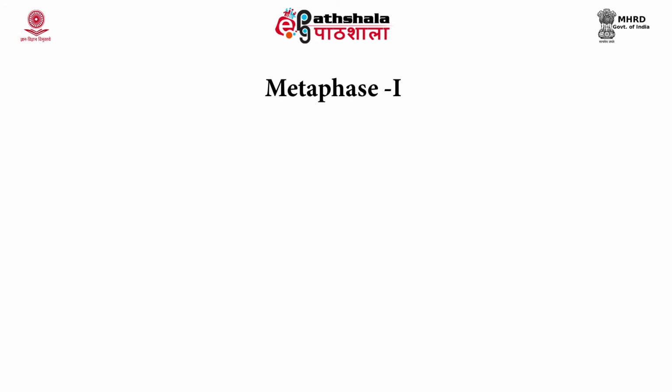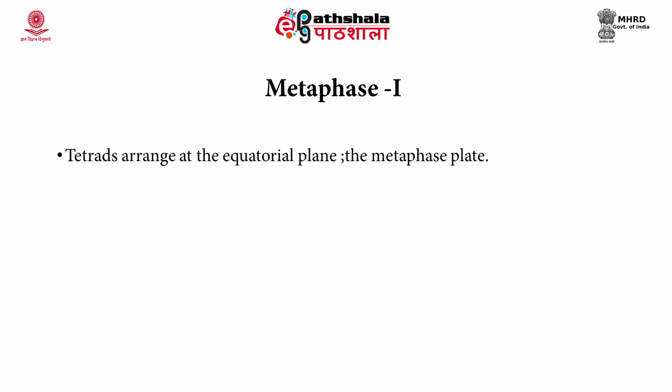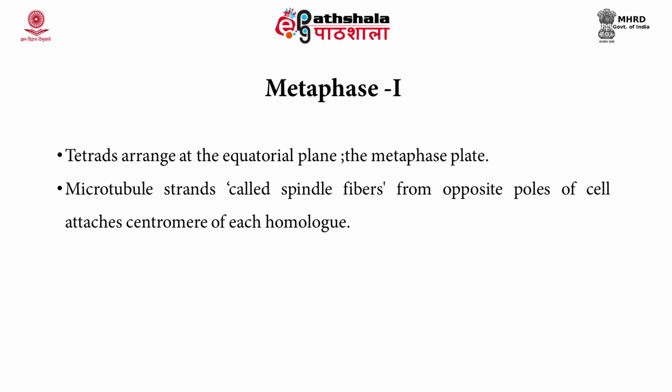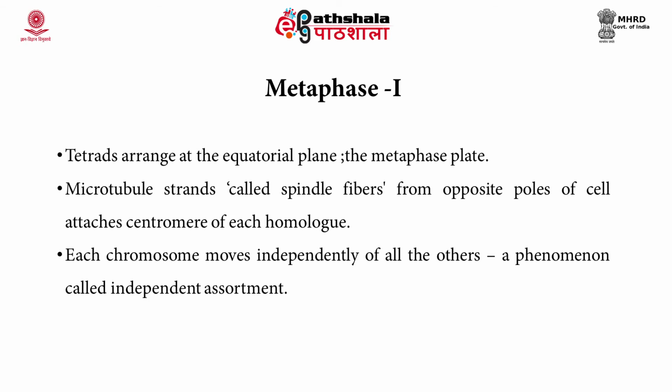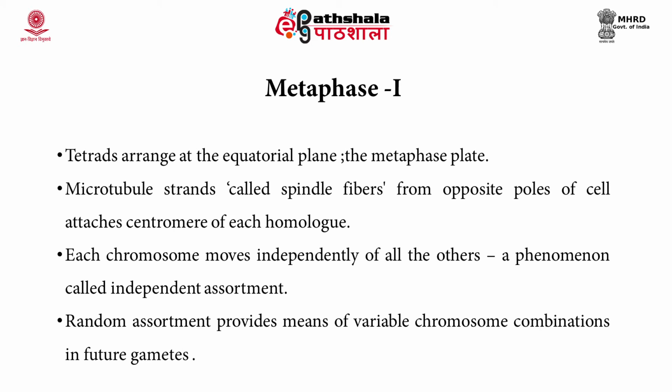Metaphase I follows prophase I. At this stage, tetrads are arranged at the equatorial plane. Microtubule strands called spindle fibers from opposite poles of the cell attach to the centromere of each homologue. Each chromosome moves independently of all others through a process called independent assortment. This random assortment provides a means of variable chromosome combinations in the future gametes.